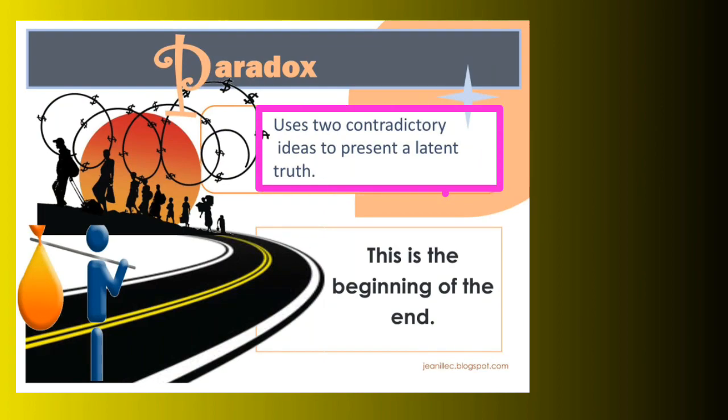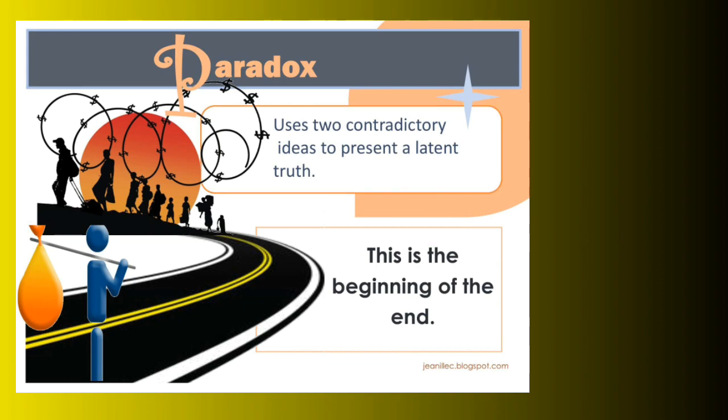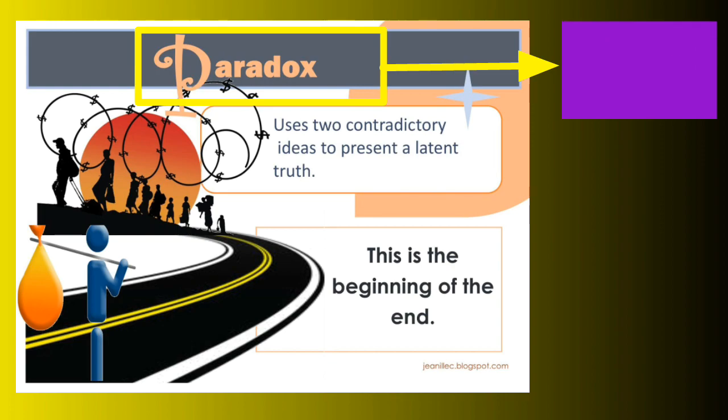Paradox. It uses two contradictory ideas to present a latent truth. This is the beginning of the end. Paradox teaches an idea or a lesson through the use of two opposite ideas. At first glance, the statement, "This is the beginning of the end," seems insensible, but if you ponder on it, it does carry a ton of truth.